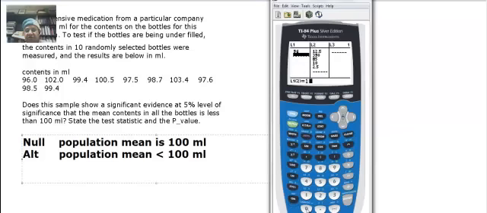So we get 96, 100.2, and then the next one is 99.4. And then I have 100.5. Then I have 97.5, 98.7, 103.4, then 97.6, 98.5, right? Okay, 99.4. Are we good here?